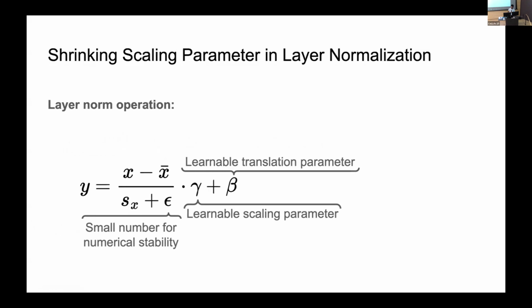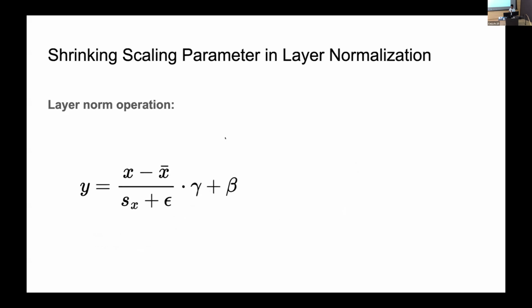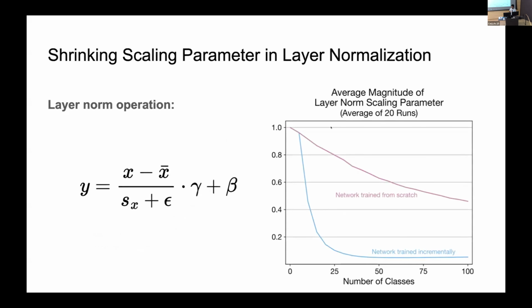Now there are a bunch of choices when you are training using layer normalization regarding regularizing this gamma or not. So if you do regularize it, what you end up seeing, in this plot, is the magnitude of gamma over time. The pink line is when you reset the network every time you get new classes. And the blue line is when you're just training incrementally. And what you see is that the value of gamma drops dramatically. And this is indeed associated with a sharp drop in performance.